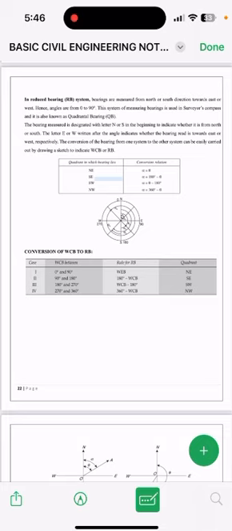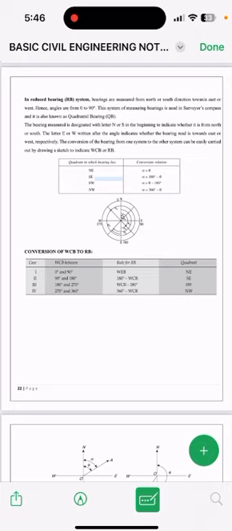This is the method for whole circular bearing to reduced bearing. Whole circular bearing is 0 to 360 degrees, and we have to change it to reduced bearing. Reduced bearing is called a coordinate, that's why we have to write down the coordinate first, second, third and fourth. For whole circular bearing: first 0 to 90, 90 to 180, 180 to 270 and 270 to 360 degrees. First, 0 to 90 degrees is the whole circular bearing, the overall bearing, so we have to write down the WCB.